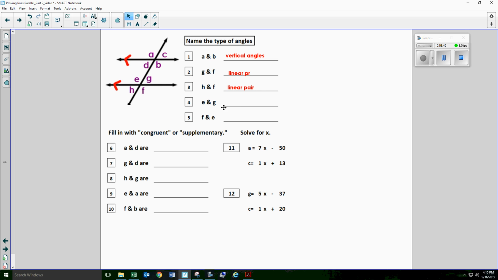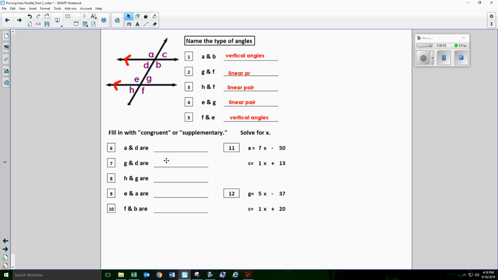E and G is also a linear pair. They're just randomly generated like this, but we'll practice others in class. And lastly, E and F, vertical angles right here. So you only have two types in this particular randomly generated one.